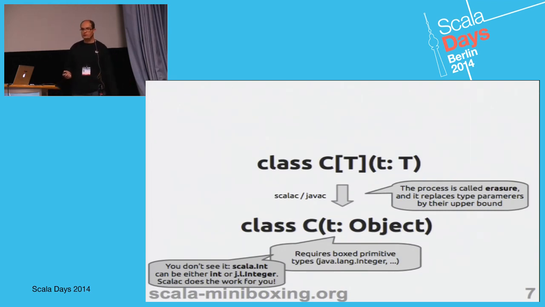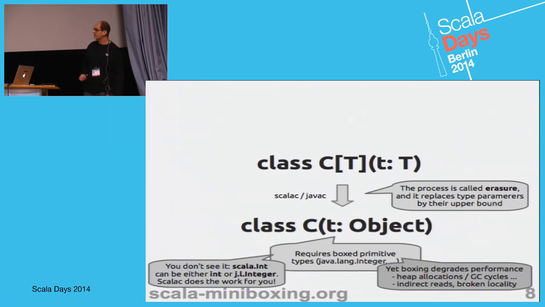But actually, you still notice something. You notice it on the performance side. Heap objects get allocated, so you have time spent for allocation, then extra GC cycles. And of course, indirect reads, because you access a value through a pointer, and broken locality. So these are problems that matter a lot.